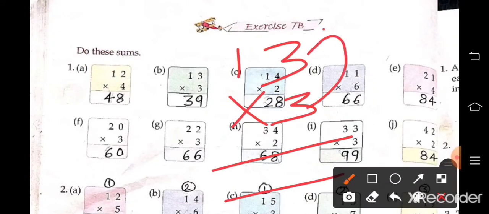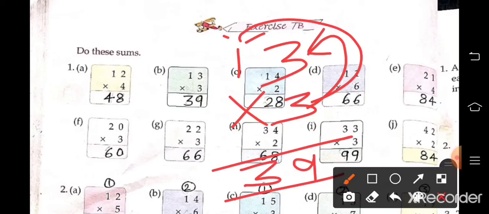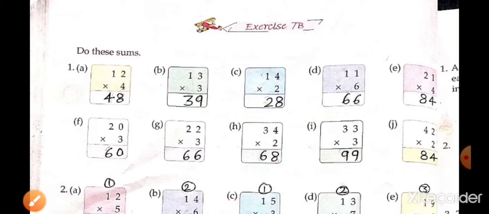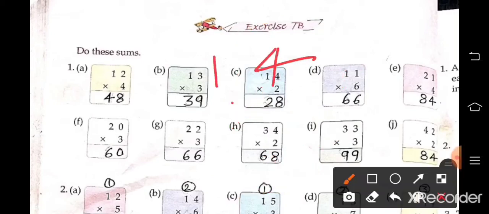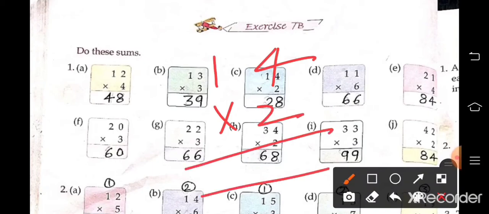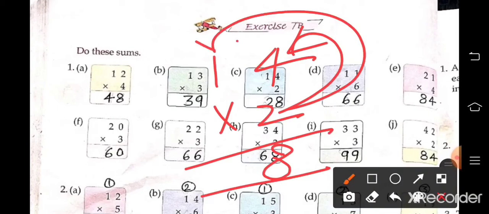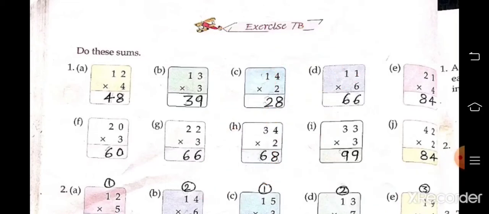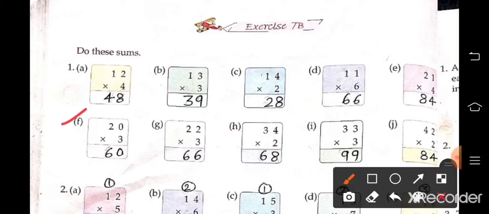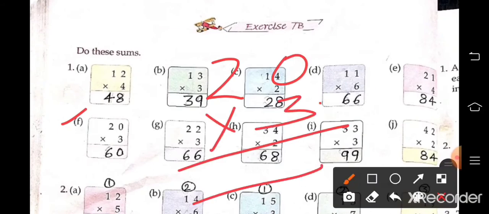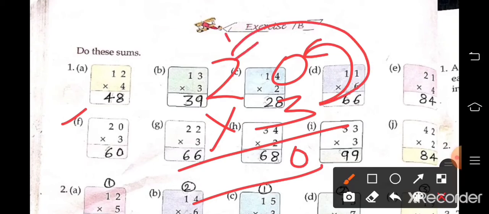First read table of 3. 3 times 3, 3 3s are 9. Again table of 3, 1 time, 3 1s are 3. Okay. So like this you have to do. 14 multiply 2. So first read table of 2, 4 times, 2 4s are 8. Again table of 2, 1 time, 2 1s are 2. Okay. Now you can see F part, 20 multiply 3. So 3 multiply 0 is 0 and 3 multiply 2 is 6.